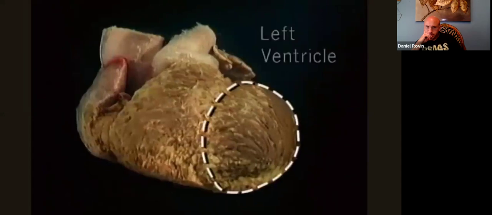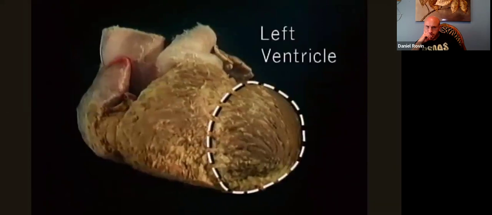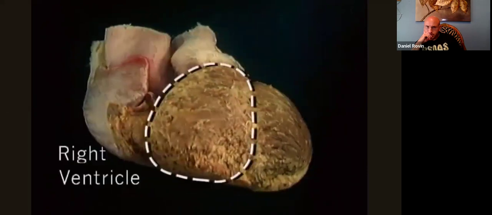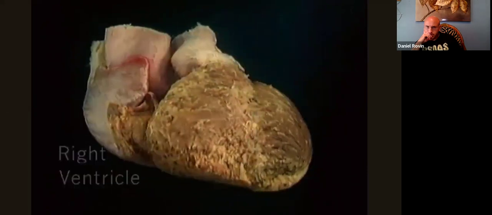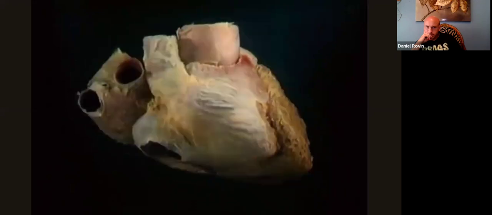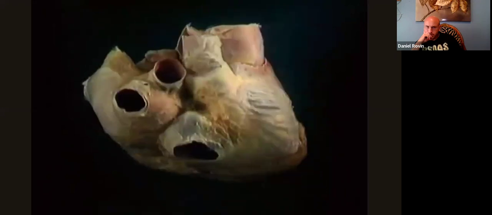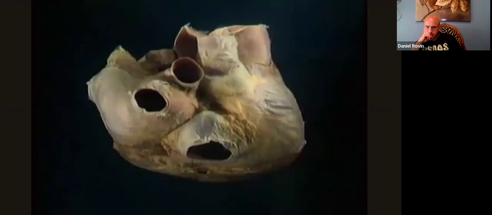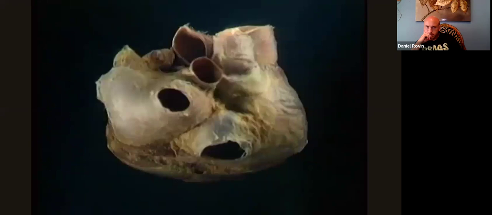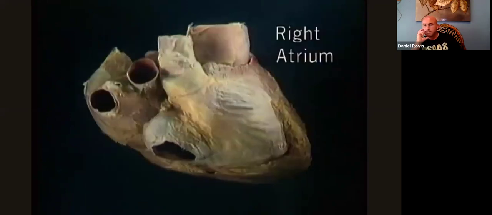The massive thick-walled left ventricle projects forward and to the left. The thinner-walled right ventricle is partially wrapped around the left one. We'll see the ventricles by themselves in a minute. For now, let's go around to the back and look at the two atria. This is the left atrium. This is the right atrium.